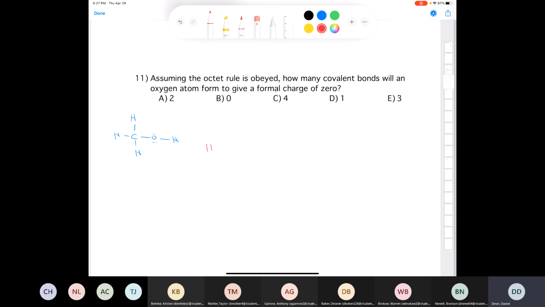What if you look at a water molecule? The oxygen in water has 2 bonds and 2 lone pairs. What about carbon dioxide? Both of these oxygens have 2 bonds and 2 lone pairs. And so oxygen always has 2 bonds and 2 lone pairs when it has a formal charge of 0.